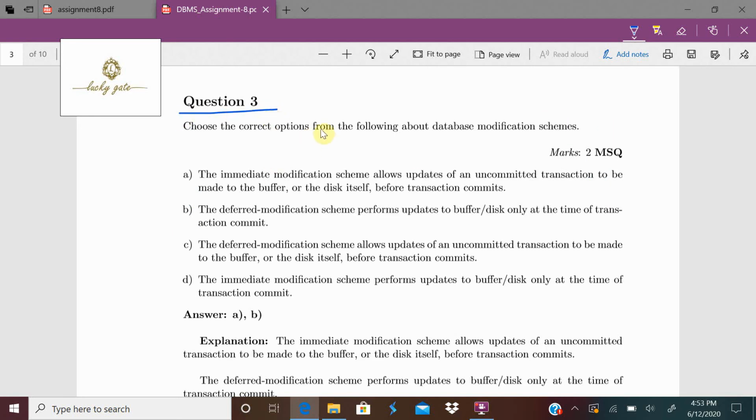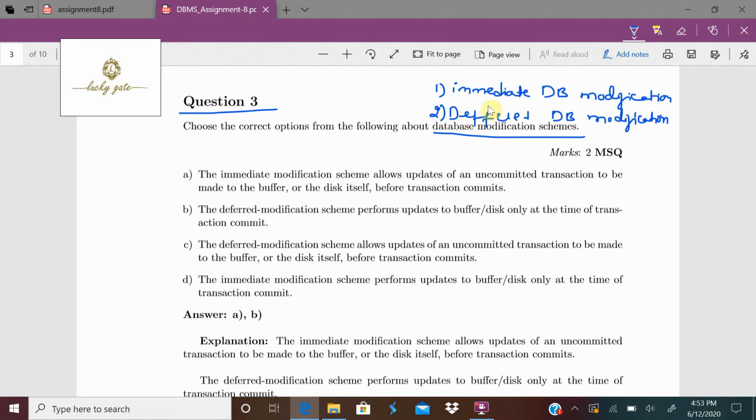Question number 3. Choose the correct option from the following about database modification schemes. Here there are two types of database modification schemes. One is called immediate database modification and the second one is deferred database modification. Immediate database modification requires the update to be done immediately, before the transaction commits. Deferred database modification means database modification is delayed to the disk until it commits. These are the two techniques.